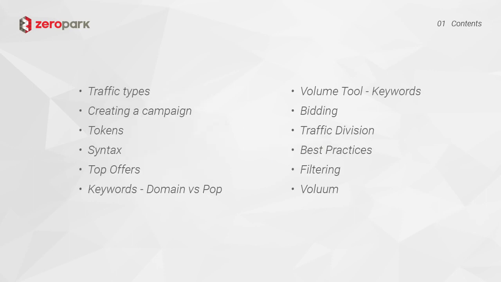Okay, let's look at the contents. We will be looking at traffic types, how to create a campaign and set it up, the tokens in ZeroPark, the syntax for those tokens, the top offers, keywords, how they work with domain and pop, the volume tool, how to use this to effectively look for keywords, the bidding, how this affects the traffic division, the best practices, filtering, and a quick volume plug.